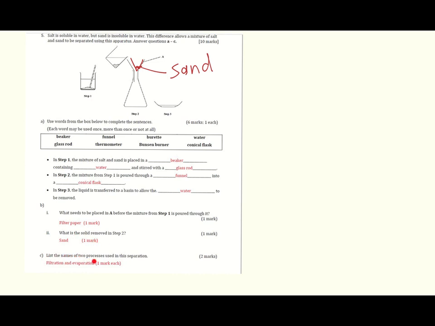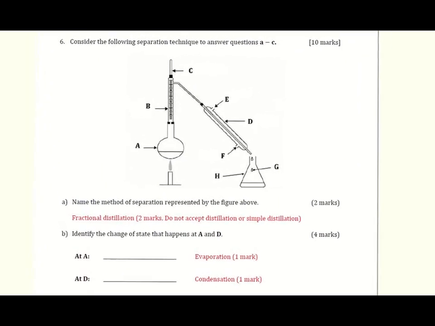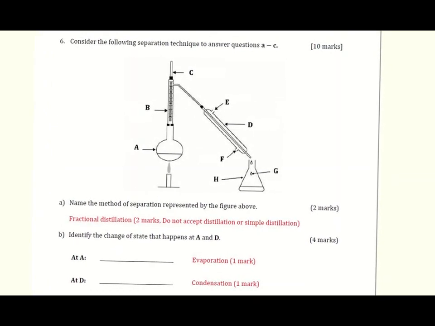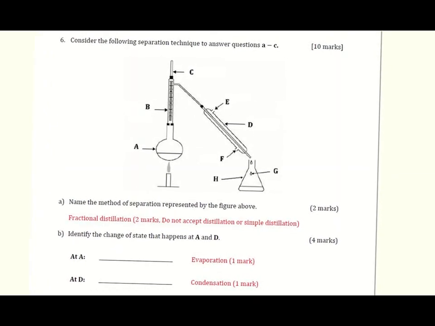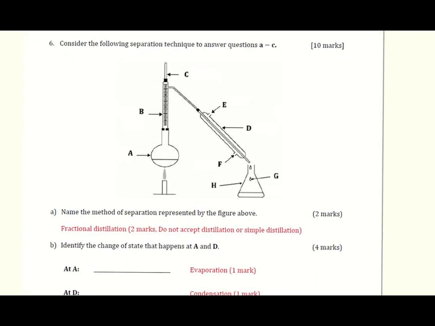List the names of the processes used in this separation. What are the processes used? Here, the first process was filtration and the second process was evaporation. So the answer is filtration and evaporation. Looking at this question, you can see it's a very important one and has 10 marks. So you should study this process very carefully.